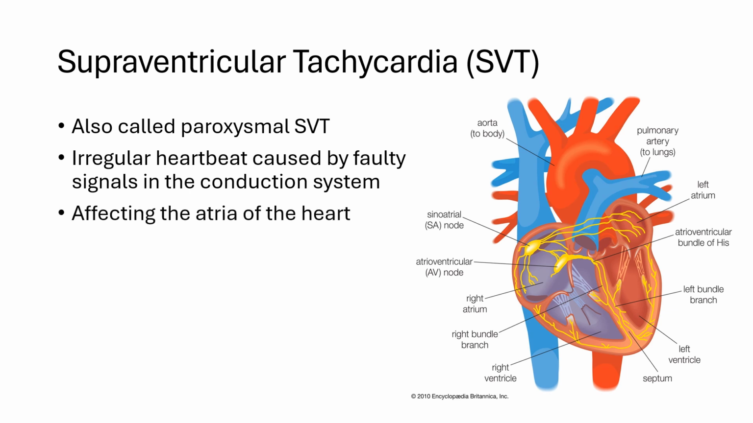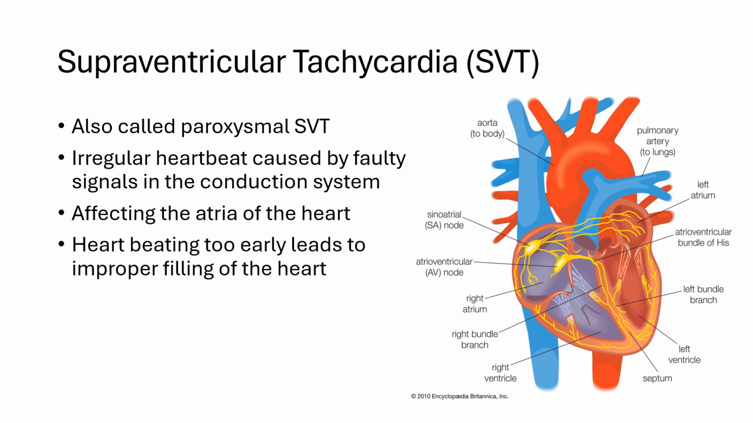So what we're seeing over here is the SA node and the AV node, the whole right atria, that's kind of where the system starts to take effect. With SVT, your heart beats a little bit too early. When your heart beats too early, you don't have adequate filling of your ventricles, so you have decreased cardiac output.